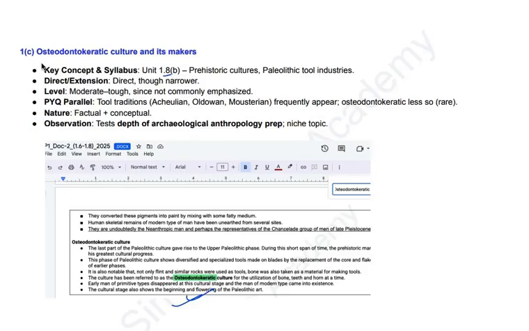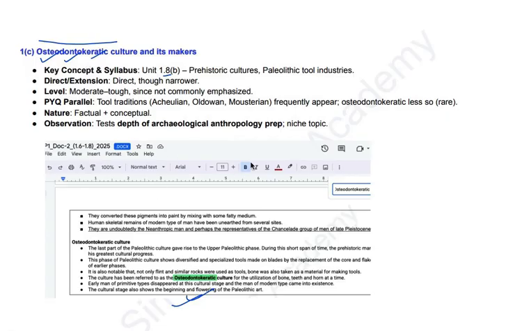No, then what to do if you are completely unaware about this particular concept or topic? So you can try and break it down. Okay. So osteodontokeratic. Osteo is bone, something you might know. Donto is dental, and then keratic is your horn. So if you just break down this particular word, you will be able to figure out the three things.